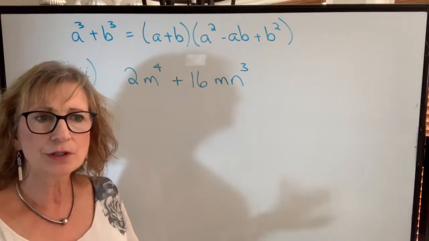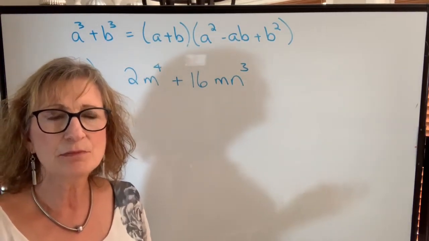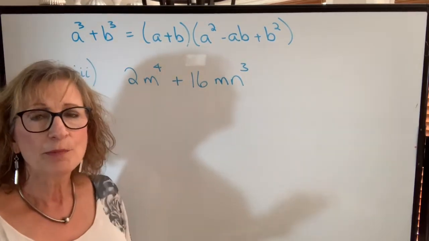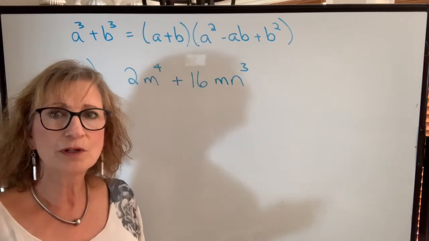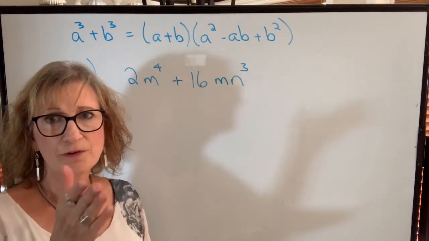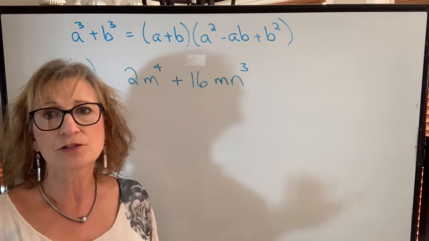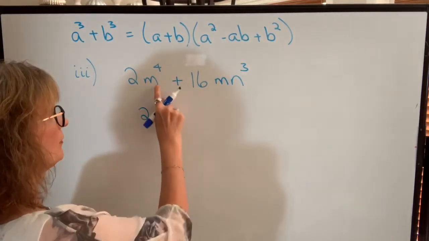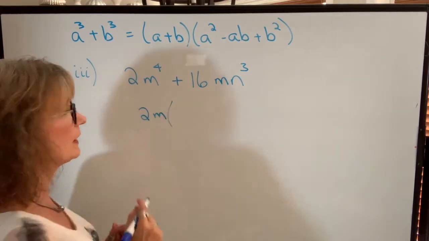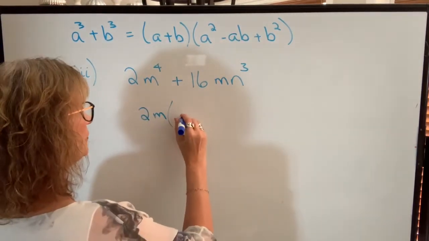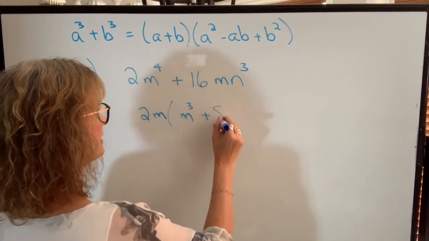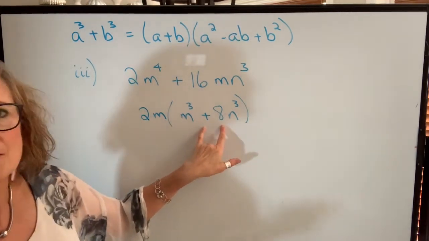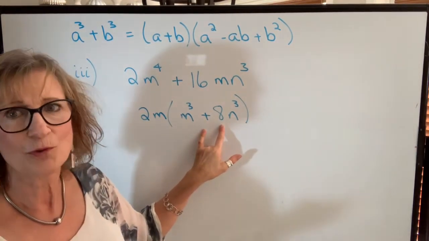Sometimes you'll encounter expressions where it doesn't immediately look like a sum of cubes, which is the case here. But remember, the first thing we usually do when we are asked to factor is we see if there's a common factor to each term, and if there is, we factor it out. So we can take a look here. We have a common factor of 2, and we have a common factor of m. So if we factor 2m out, we're going to be left with m cubed plus 8n cubed. Now what we're left with is a sum of cubes, which means we can factor.